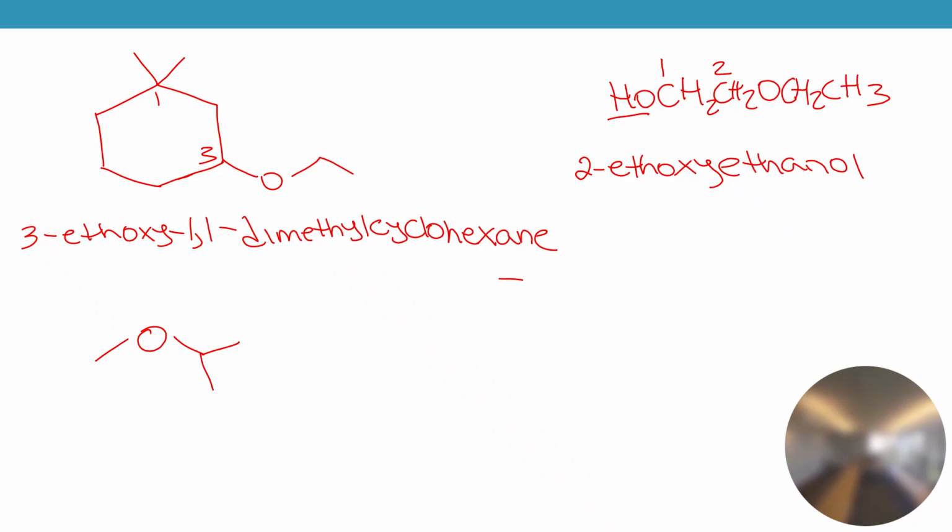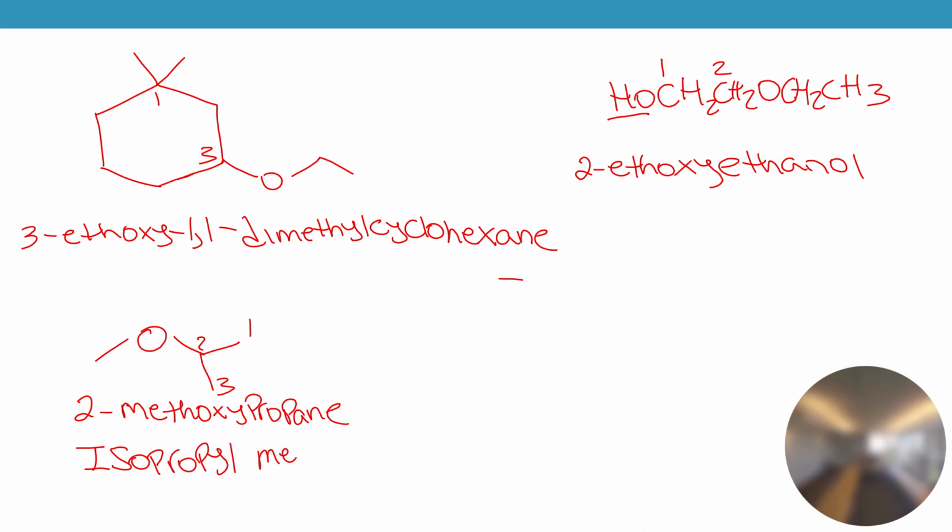Okay, so the IUPAC name here is 2-methoxypropane. And so 1, 2, 3, 2-methoxy. But the common name is more common than the IUPAC name. There's an isopropyl, and you definitely want to memorize that common name for that substituent, isopropyl, and then methyl on the other side, and then ether.